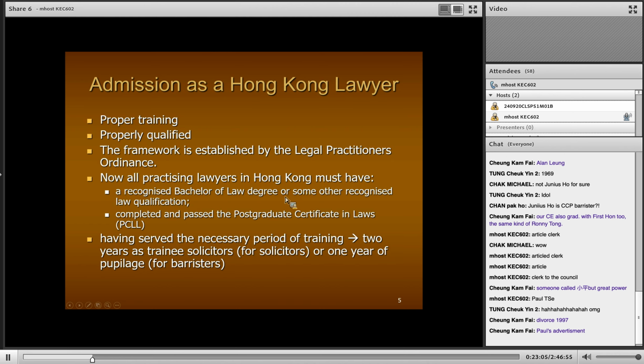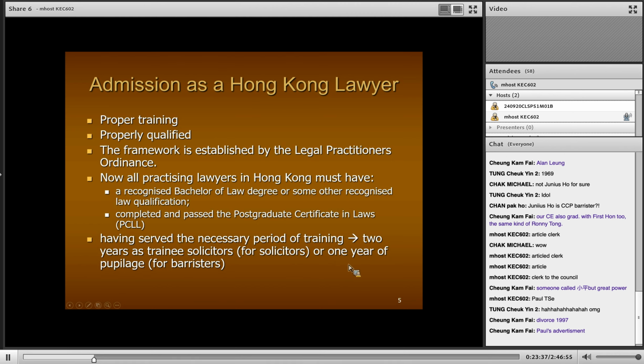Also, all practicing lawyers in Hong Kong must have either a recognized Bachelor of Law degree or some other recognized law qualification, including the CPE or JD. Usually they also have to complete and pass the Postgraduate Certificate in Laws. Of course, there may be some exceptions. For example, foreign lawyers can obtain the OLQE, the Overseas Lawyers Qualification Examination, and become qualified lawyers in Hong Kong.